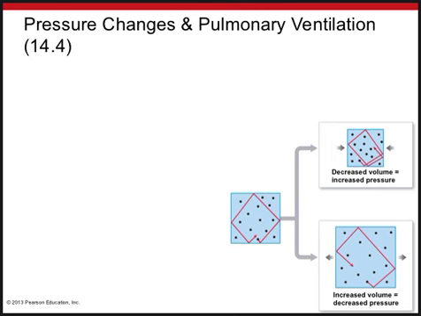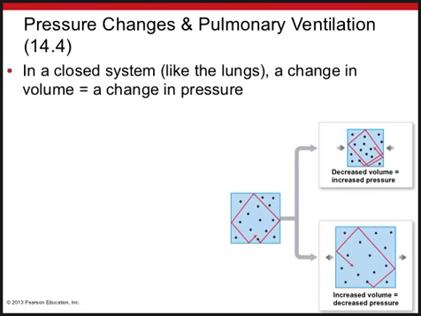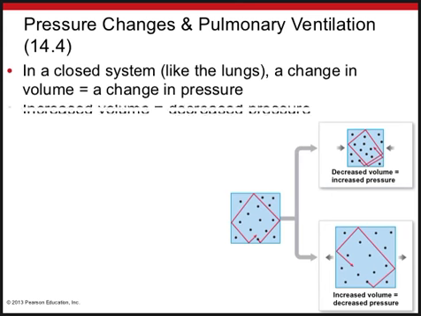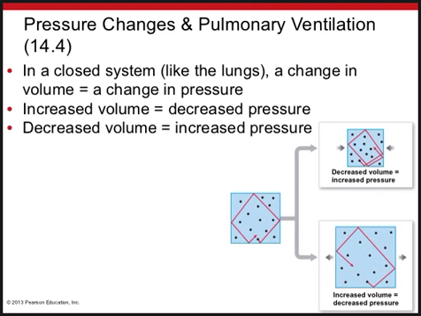And so one of the things that we can discuss is the behavior of a gas under different conditions. In a closed system, such as the lungs, a change in volume will result in a change in pressure. Increased volume will result in decreased pressure, because pressure is basically an assessment of the number of collisions that the gas molecules have against the sides of their container, while decreased volume will result in increased pressure.